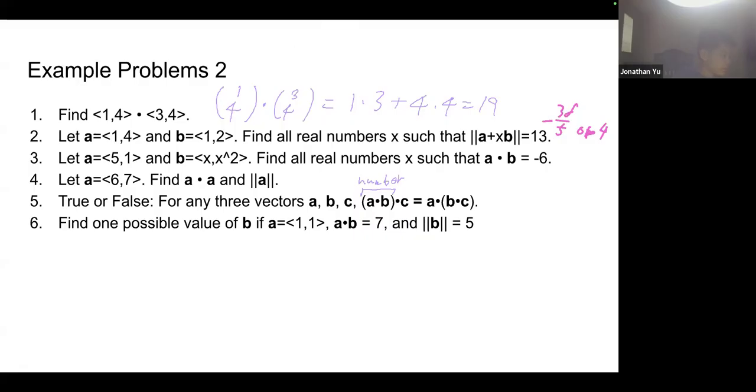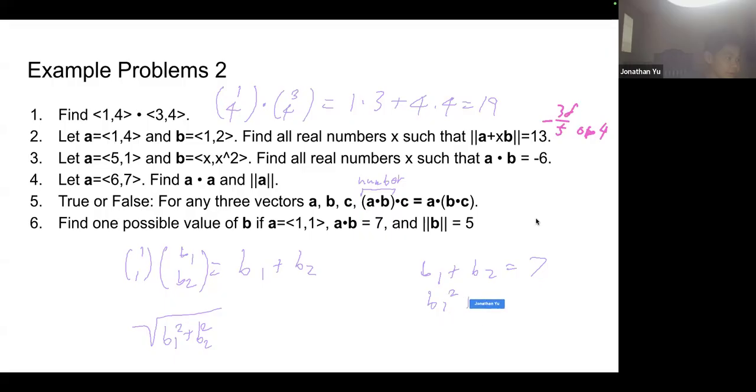For problem 6, this is also pretty similar to 2 and 3. A dot B is equal to B1 plus B2, and the norm of B is the square root of B1 squared plus B2 squared. So that gives us B1 plus B2 equals 7, and B1 squared plus B2 squared equals 25. So it's pretty easy to see that the two possible values are (3, 4) and (4, 3) by the 3, 4, 5 triangle.